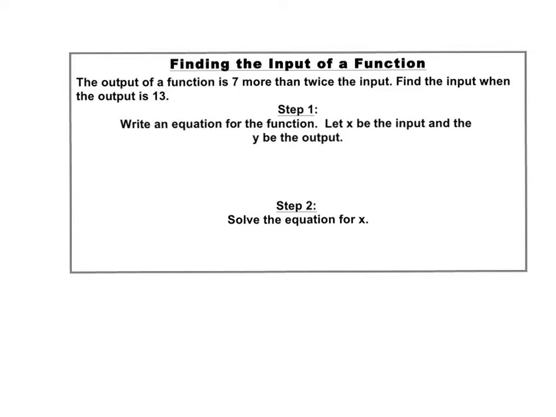So the first step is to write the equation for the function and let x be the input and y be the output. Step 2 is to solve the equation for x. Let's start off by reviewing what input means and what output means. Remember that the input is our x value and our output is our y value, the input being our independent and the output being the dependent variable.